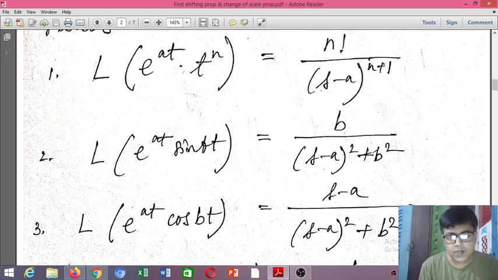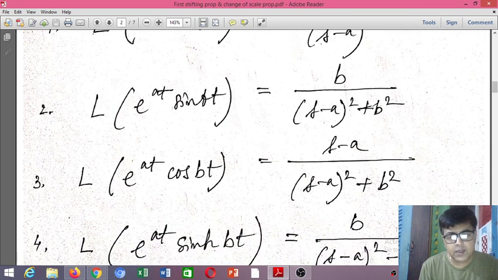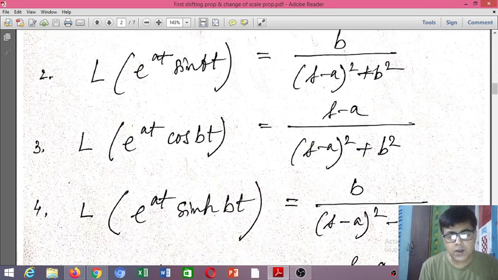Similarly, if you multiply e to the power at with sin bt, the Laplace transform of e to the power at into sin bt will be b by (s minus a) whole square plus b square. The same thing will happen if you multiply e to the power at with cos bt, because we have already found that L of cos bt is s by s square plus b square. So if we multiply cos bt by e to the power at, there will be a shift and it will come to be (s minus a) divided by (s minus a) whole square plus b square.